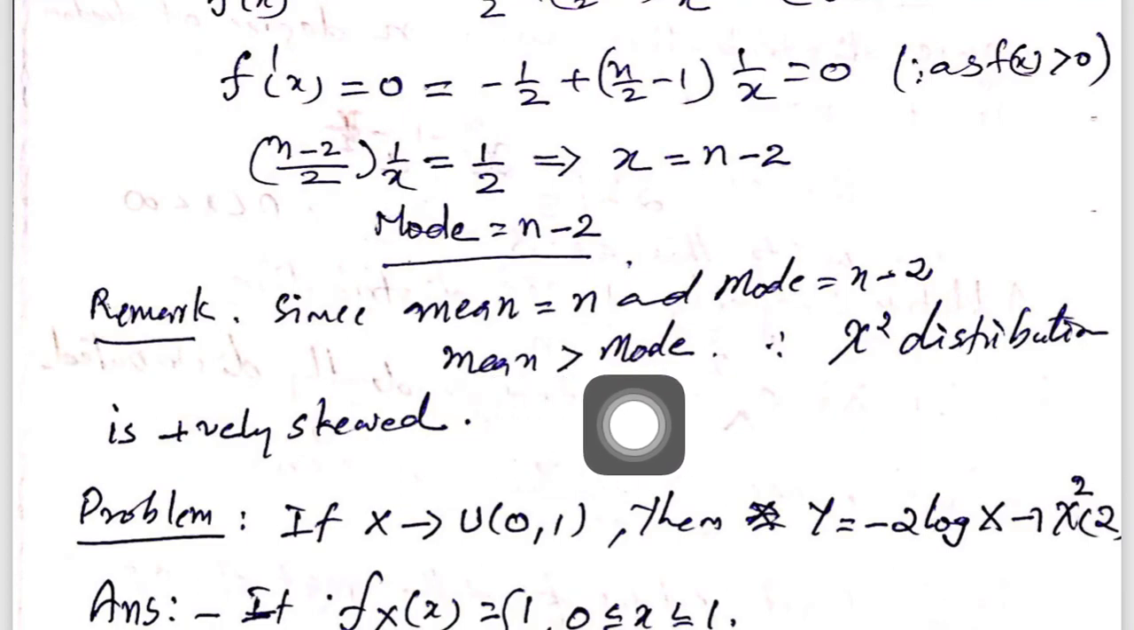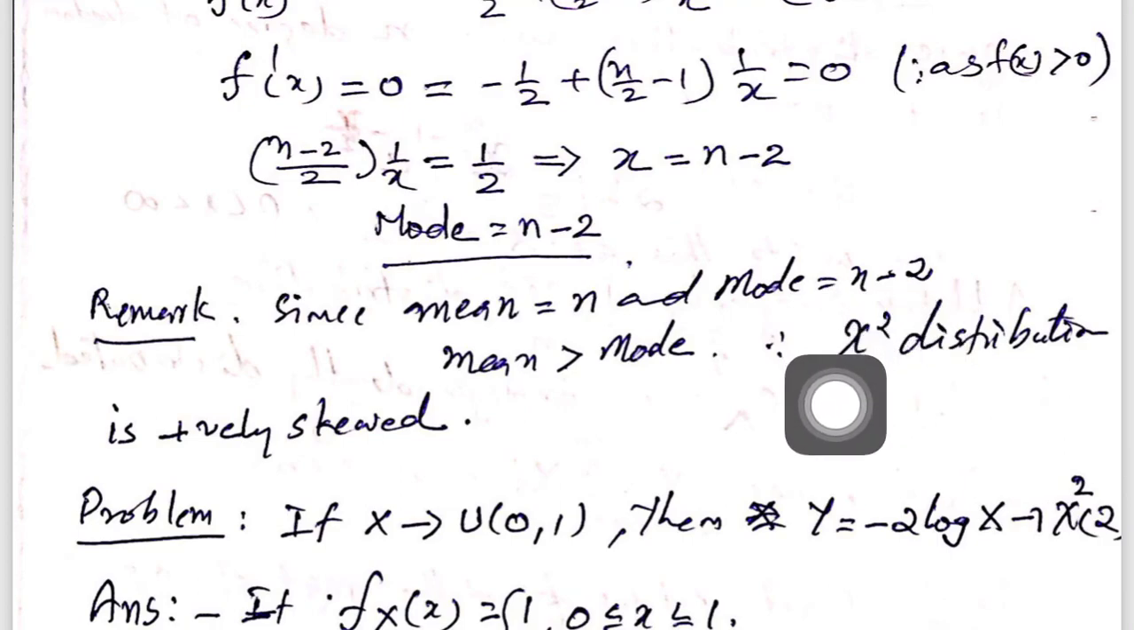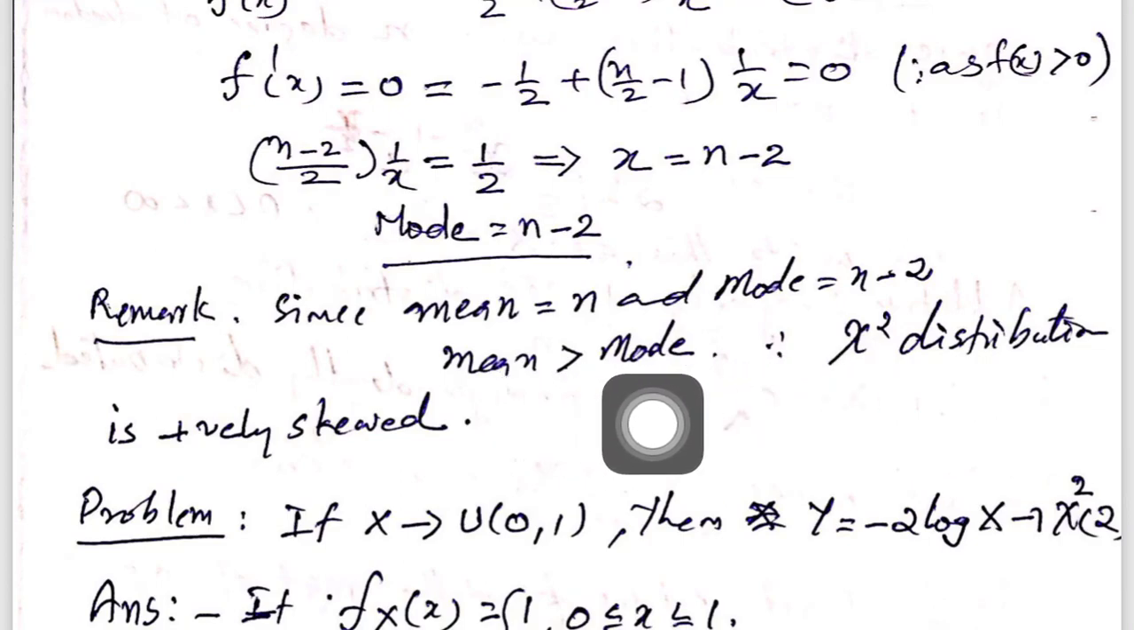And when do you see that mean is almost equal to mode? Yes, suppose this small n is very large. If small n is very large, then n and n minus 2 will not be much different, almost equal. So in that case, mean is almost equal to mode. That means the chi-square distribution is an unskewed distribution, that is a symmetrical distribution, when n becomes very, very large. So mathematically we can say that when n tends to infinity, the chi-square distribution becomes a symmetrical distribution because of these arguments. Okay.